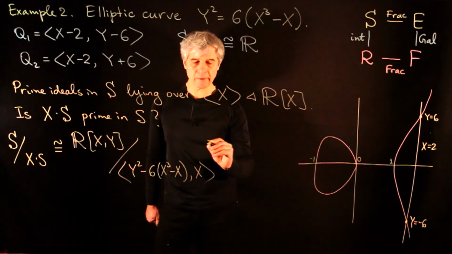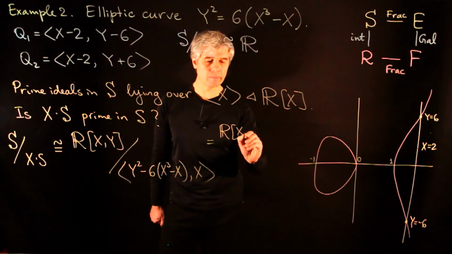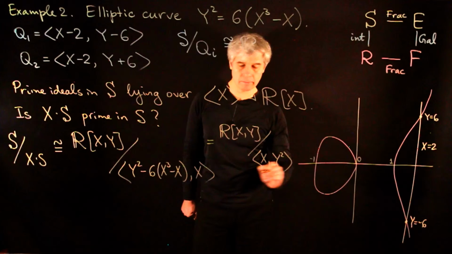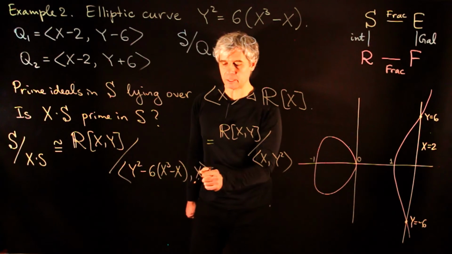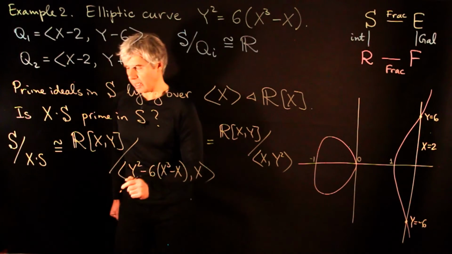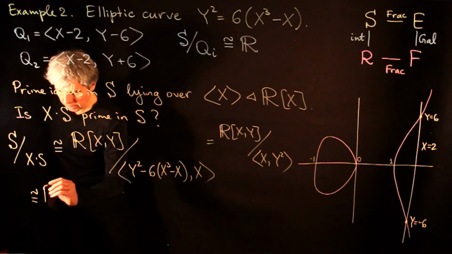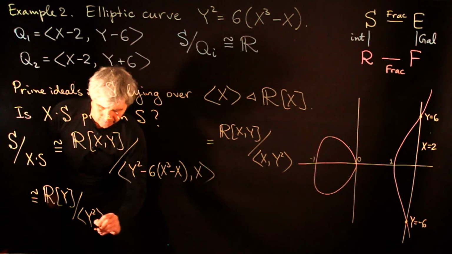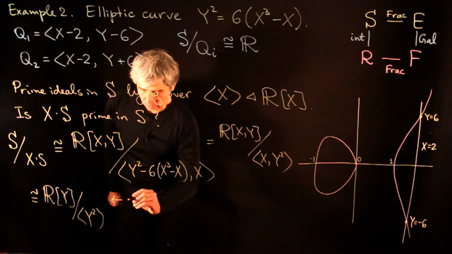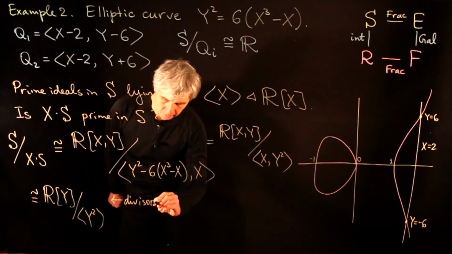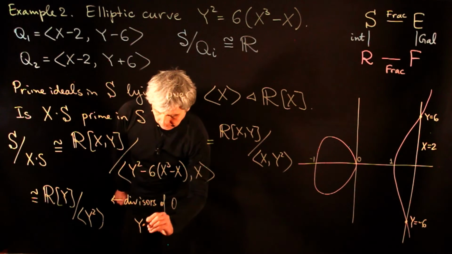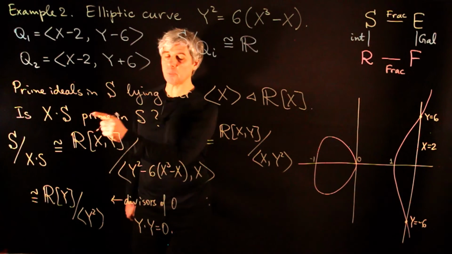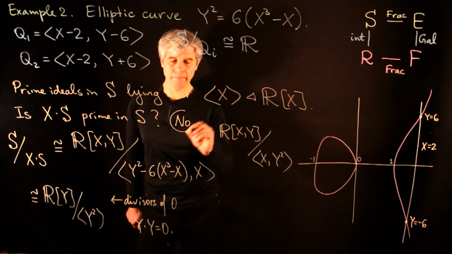But then this is the same as the quotient of R of xy by ideal generated by x and y squared, because then we can drop x cubed minus x since we already have x as a generator. And so this is the same as R of y quotient by ideal generated by y squared. And here we see that in this ring we have divisors of 0, because y times y will be 0 in this ring. So this tells us that this principal ideal is not prime.